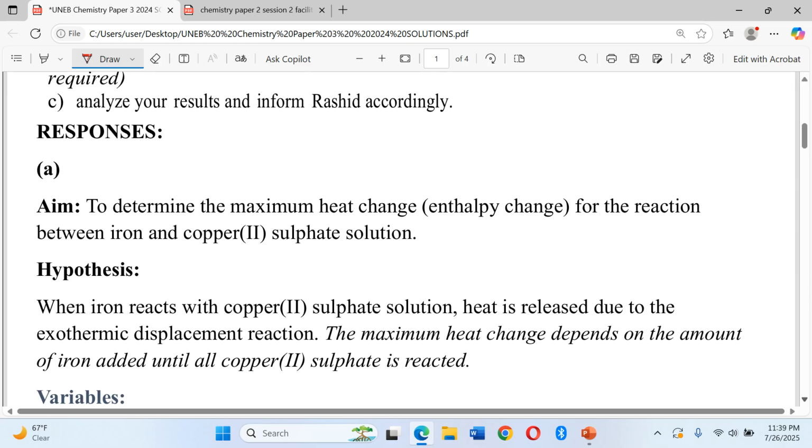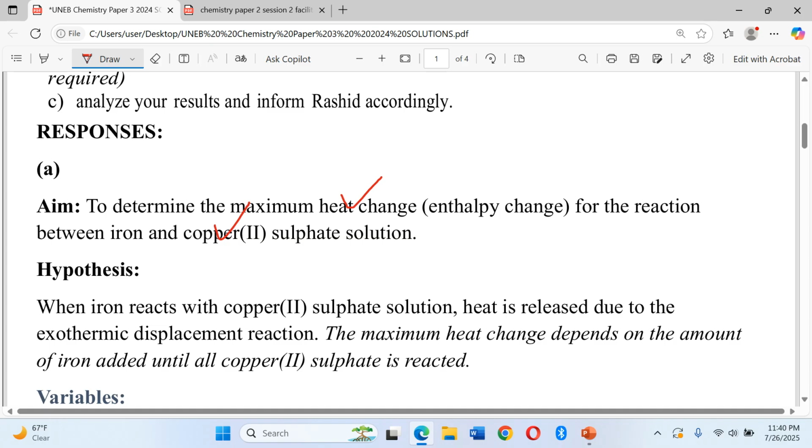Let's go through this. The aim. So we're saying that the aim is to determine the maximum heat change for the reaction between iron and copper 2 sulfate. Good. I think we can see how that was stated. We have gotten this aim from our task. Then, which reaction? We have gotten this reaction from our scenario. Therefore, we have to make sure that we read the scenario very well, we read the task, and we get these scores. Make sure that you don't lose out any score.